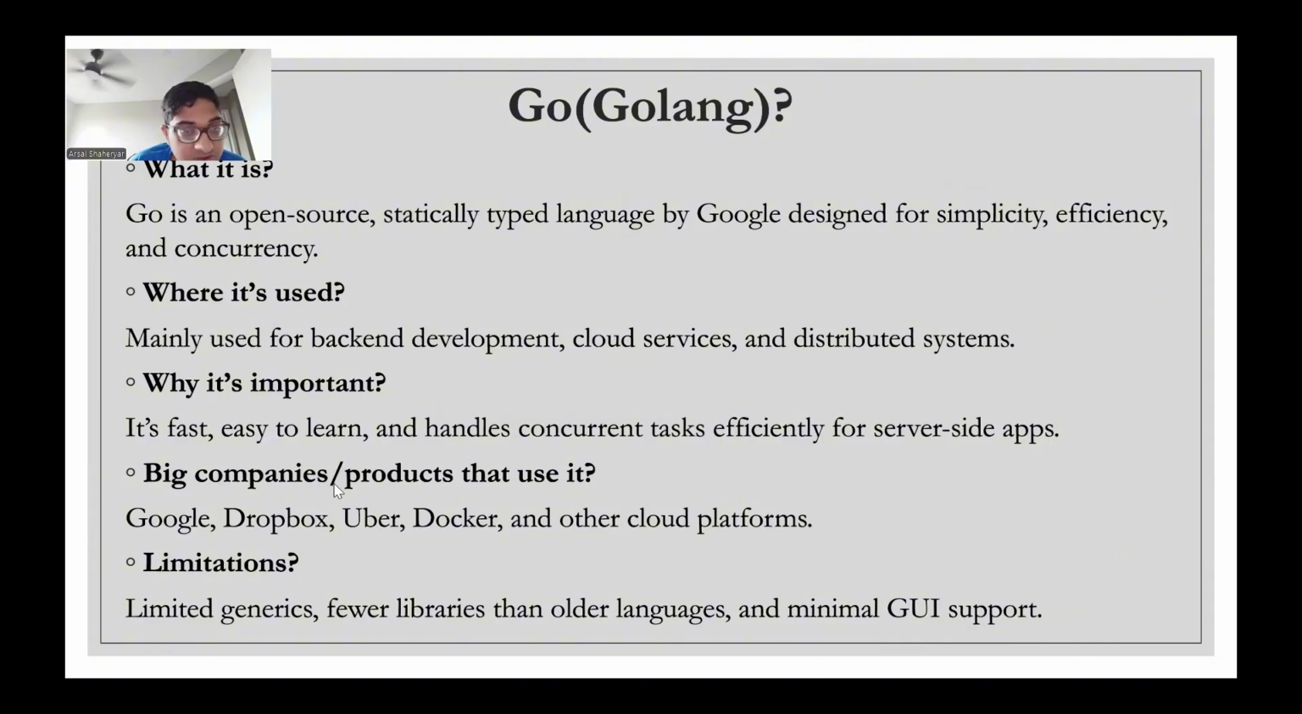Big companies/products that use it: Google, Dropbox, Uber, Docker, and other cloud platforms are all using Golang. Some of the limitations with Golang are that it has limited generics, fewer libraries than older languages, and minimal GUI support.